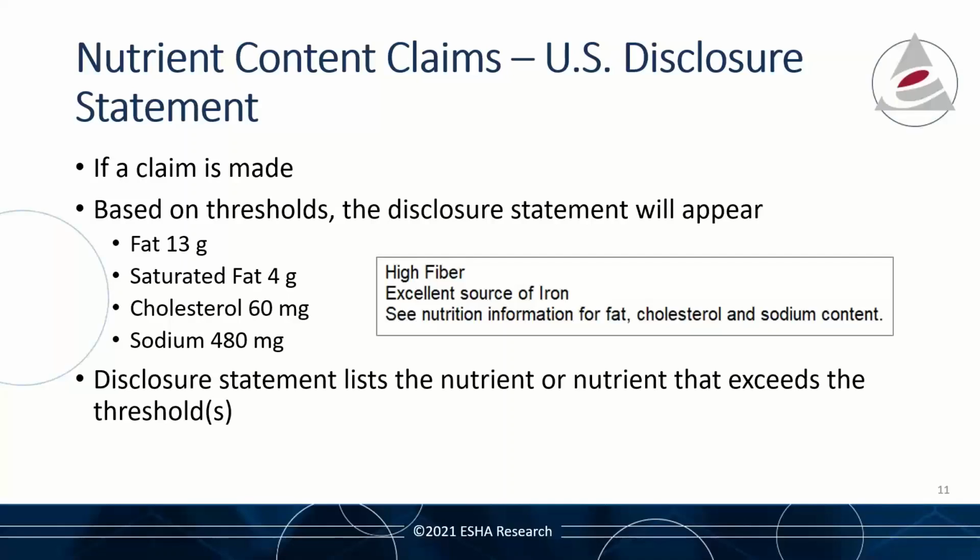If the reference amount of the food qualifies for claims and you choose to make a claim and the food contains a greater amount of any of these thresholds, then the disclosure statement will appear in addition to the nutrient content claims that you select. The disclosure statement reports the nutrient or the nutrients that exceed the thresholds. So you can see here in my example, I have high fiber and excellent source of iron claims appearing, but the disclosure statement shows fat, cholesterol, and sodium, but not saturated fat, based on the composition of the food that I used for these claims.